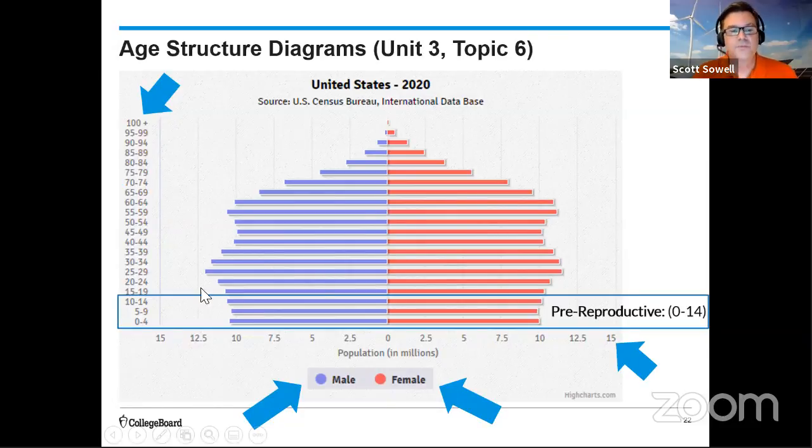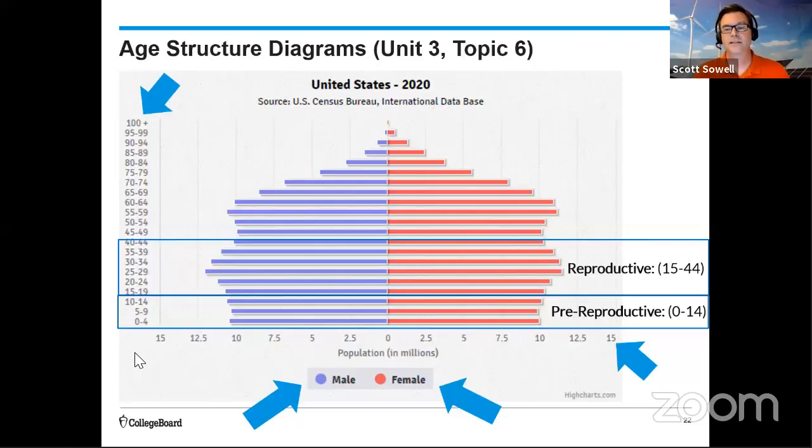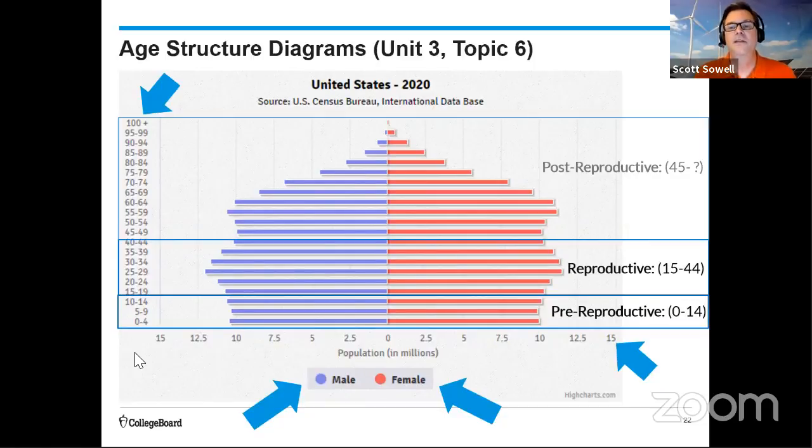That age group is particularly useful from 0 to 14 because we call that the pre-reproductive cohort or group. So the pre-reproductive group is 0 to 14. Then we have this bigger chunk that is reproductive, 15 to 44, and then post-reproductive after 45. Now, obviously, a female can have children before or after these strict demarcations here, but this is an average. This is just a cohort definition to use. So those come into play in a little bit.